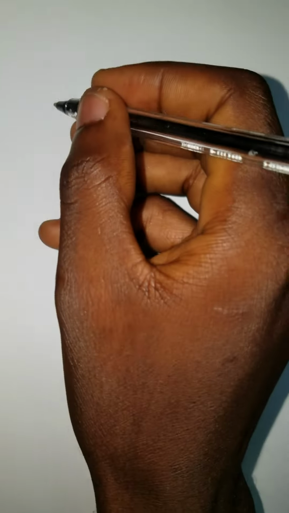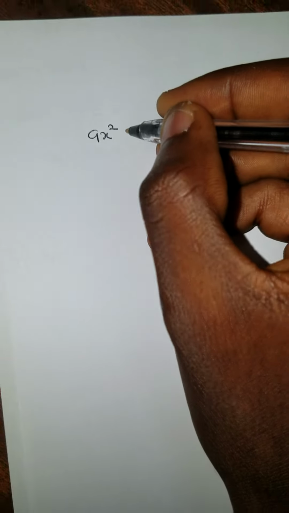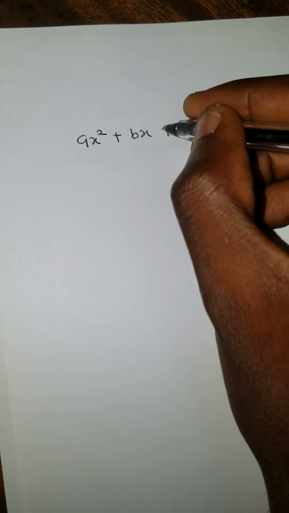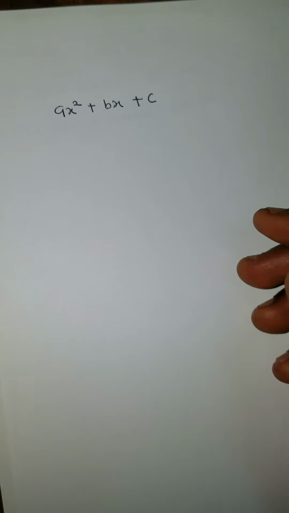So, quadratic equation. What is a quadratic equation? Let me write an example of a quadratic equation here. You can have an equation like ax squared plus bx plus c. This is a quadratic equation.